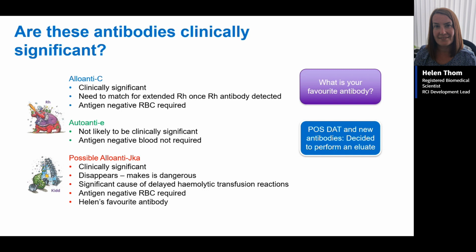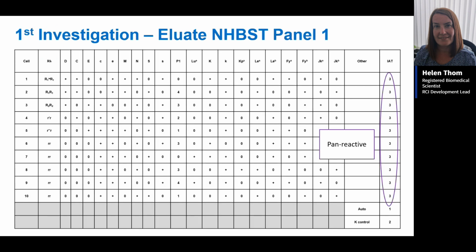Yay. So with this patient, like I said, what we ended up doing was deciding to perform an eluate on them, even though it was beyond the 1 month period, because they'd made potentially 3 antibodies. I just wanted to take a look. Disappointingly, it was pan-reactive. I don't know whether that's disappointing or not, but nice uniform reactions. The patient's got an autoantibody, so it's no surprise really that there was a pan-reactive antibody in the eluate.